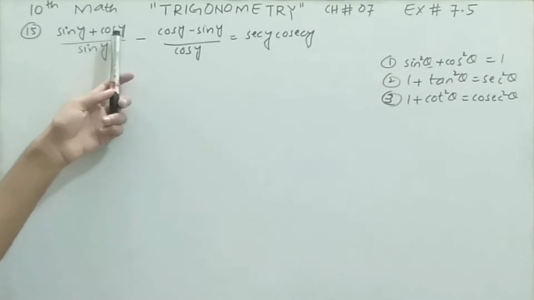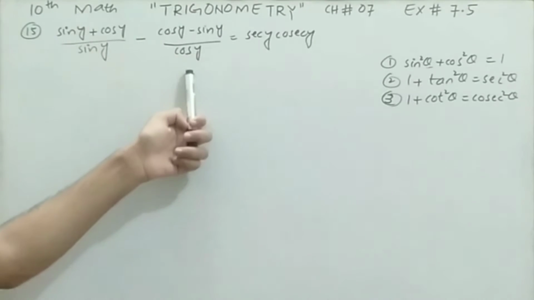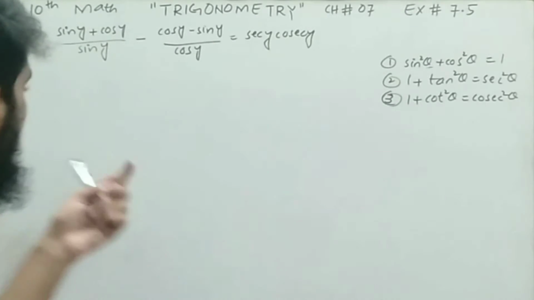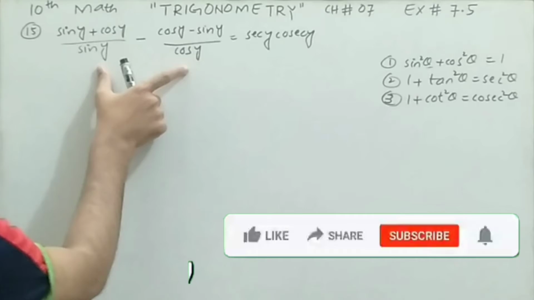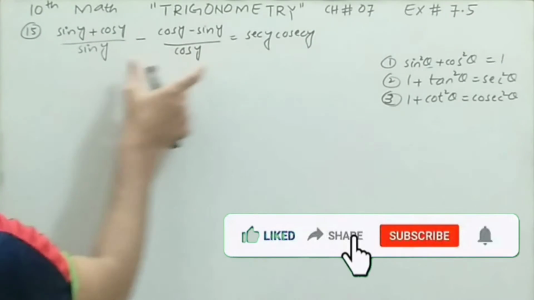Sin y plus cos y whole divided by sin y, minus cos y minus sin y whole divided by cos y, should be equal to secant y cosecant y. So it means that this side is the greater side and this is the little side. So we can easily derive the little side from the greater side.